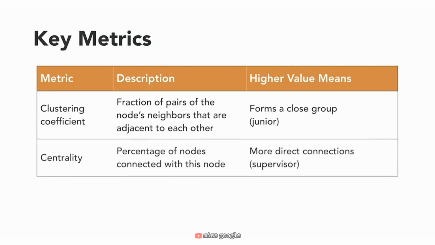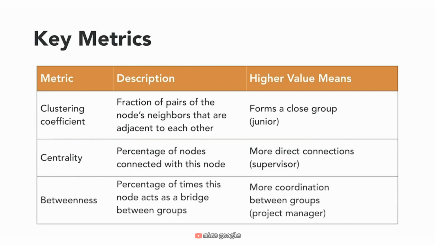The next metric is centrality. This is the percentage of all nodes in the network that are directly connected with the node. A higher value means there are more direct connections to this node. This node usually is a supervisor or a leader who collaborates with multiple other employees directly.